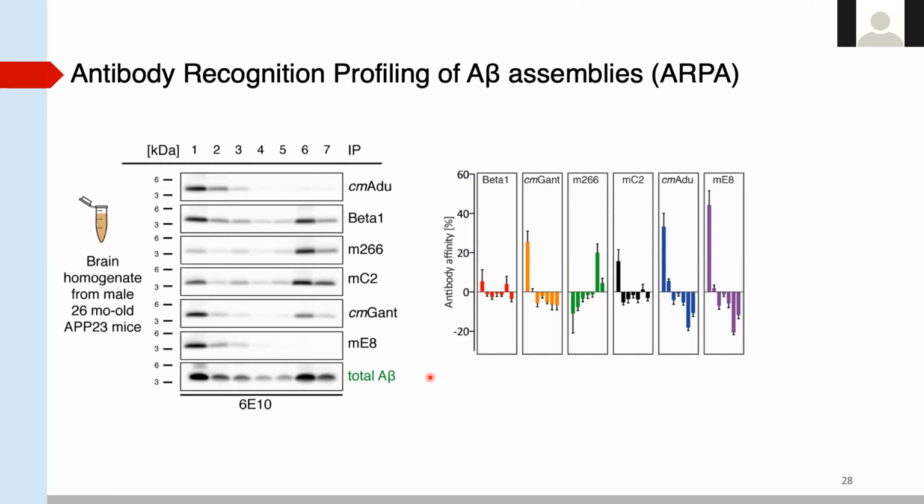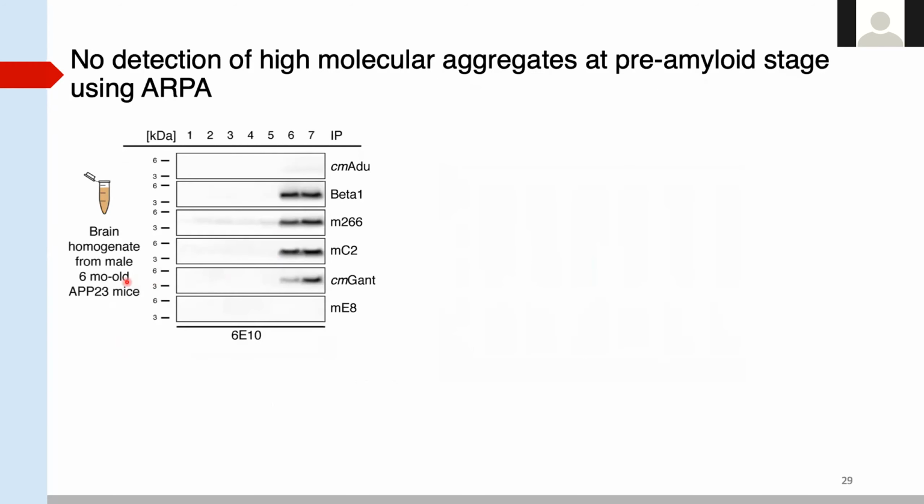But it does not tell us much about what it really recognized in the pre-amyloid phase. So I told you that these are 26 months old APP23 mice, so they're way above plaque onset. But we were interested in what aducanumab recognizes before plaque onset. And for this, we used 6 months old APP23 mice homogenate. So this is homogenate which was not treated with any antibody. And we also size separated the A-beta assemblies and used these antibodies to pull down A-beta from the fractions.